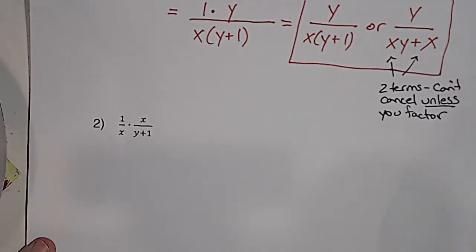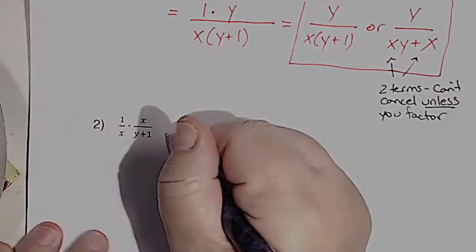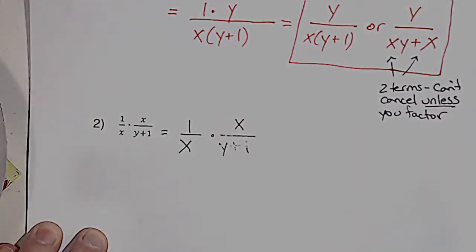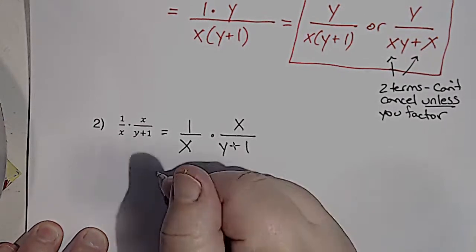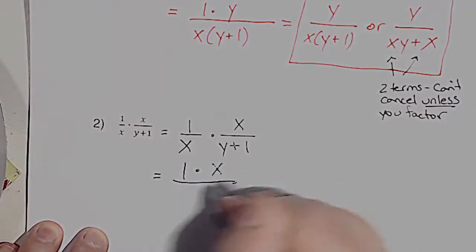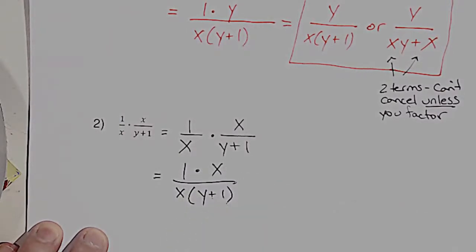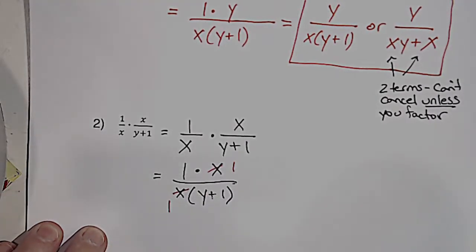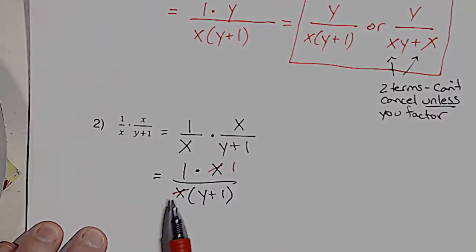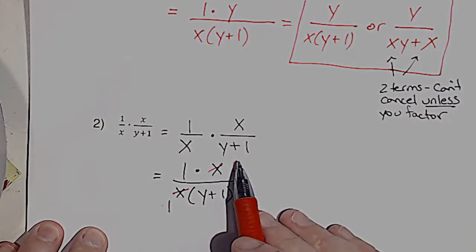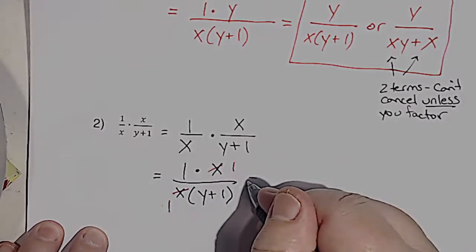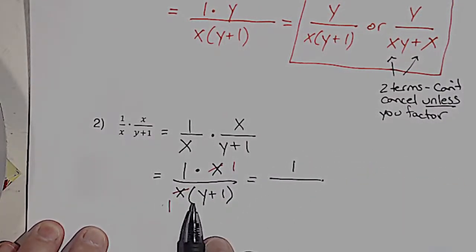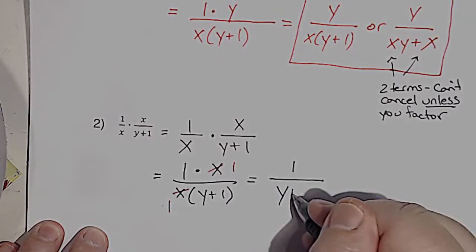Start off with this one. 1 over x times x all over y plus 1. See what I did there? It's very similar to the last one, but this time 1 times x, x times y plus 1. Look at that. The x's do cancel because they match. Now you'll notice every time I'm canceling, I'm writing down what's left. If something canceled completely, it leaves a 1. That helps me to remember that if there's nothing left on top, it's basically just 1. Down the denominator, it's 1 times y plus 1.